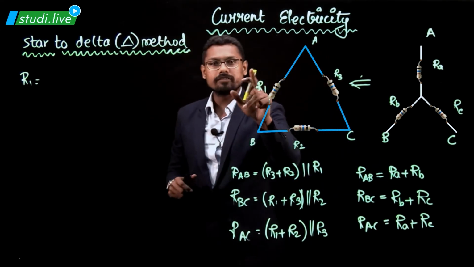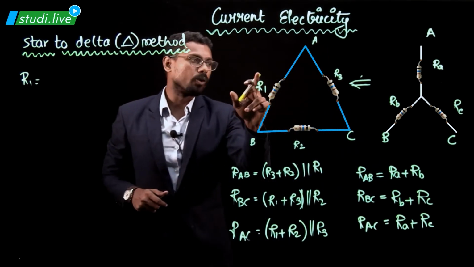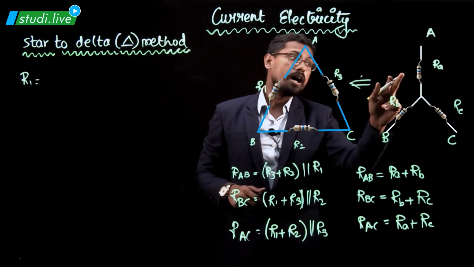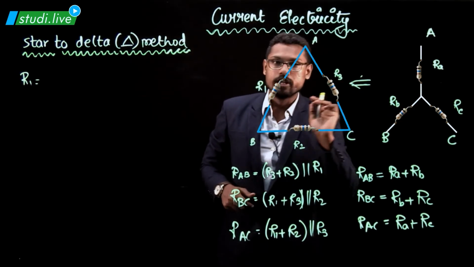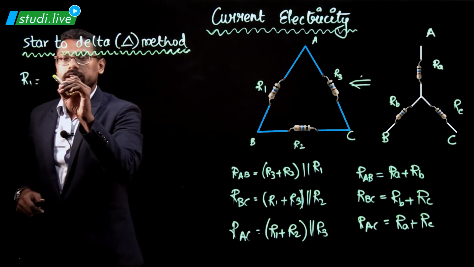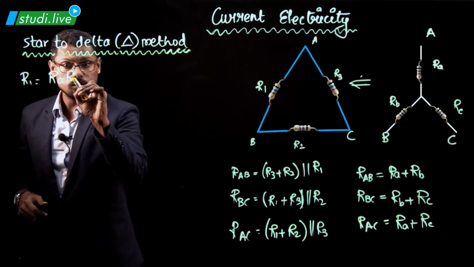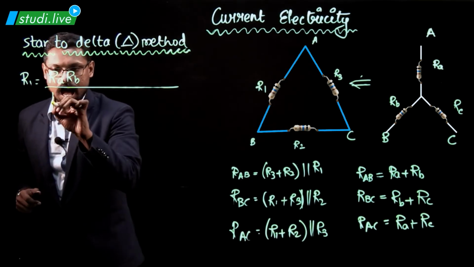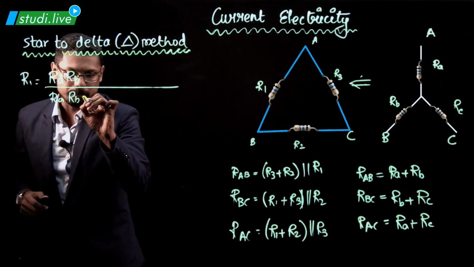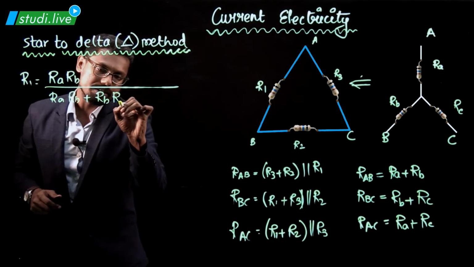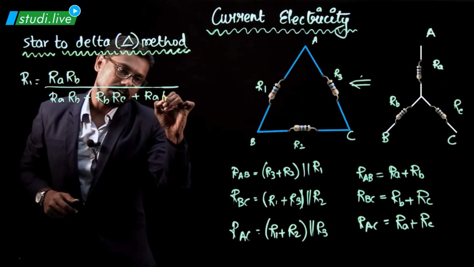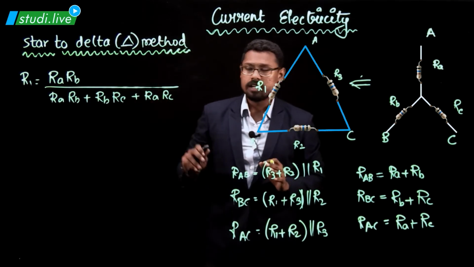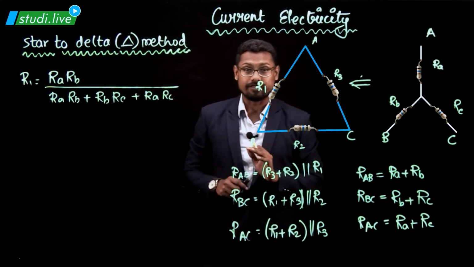What will be the value of R1? Where is R1 located? Here. This R1 is located between A and B. So the value of R1 will be written as RA into RB divided by RA into RB plus RB into RC plus RA into RC. Simple. It's very much like the previous one, but this time we have certain differences here.